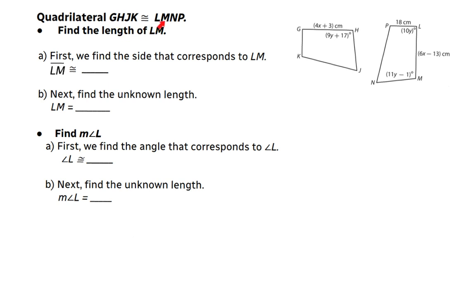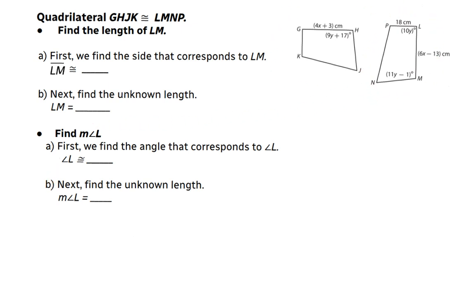Angle H is congruent to angle M. Angle J is congruent to angle N. And K is congruent to P. This same is true for the sides. So GH is congruent to LM. All right? GH is congruent to LM. So obviously, if GH is congruent to LM, it means this figure must have been turned somehow or rotated.